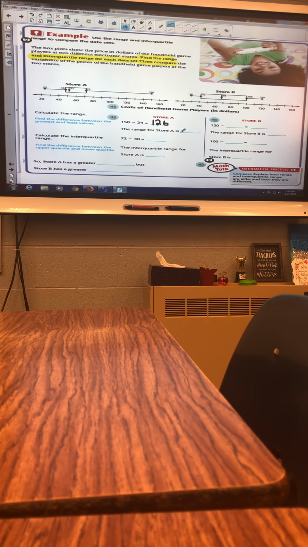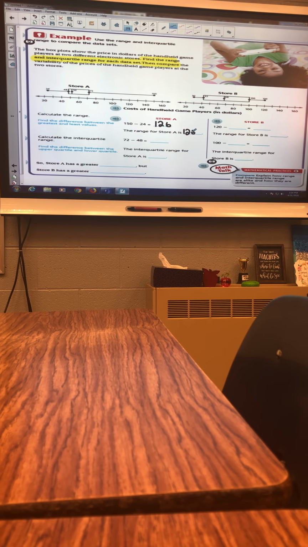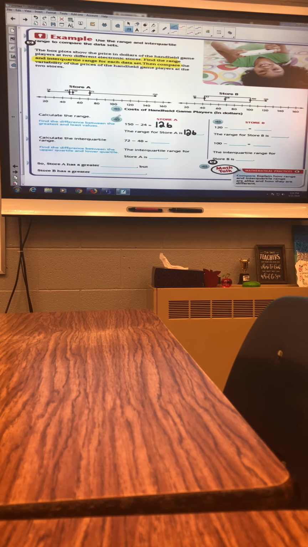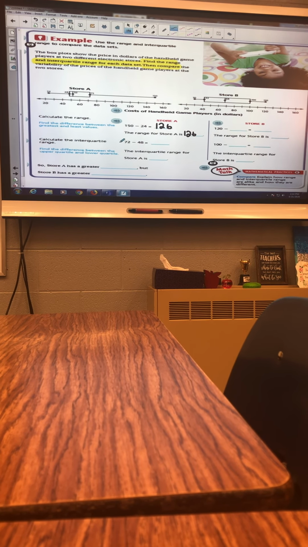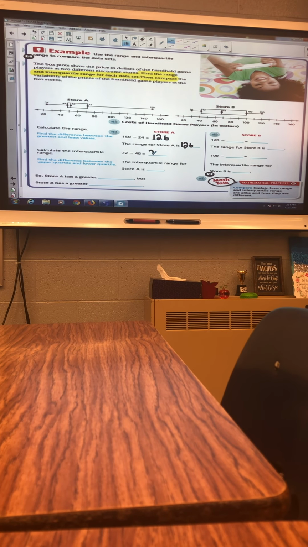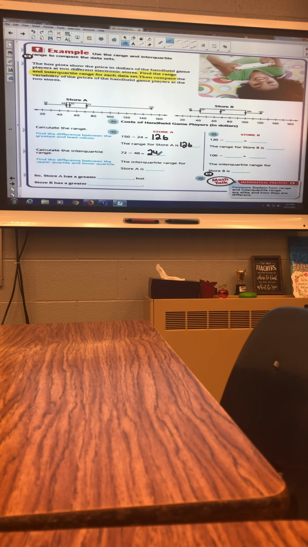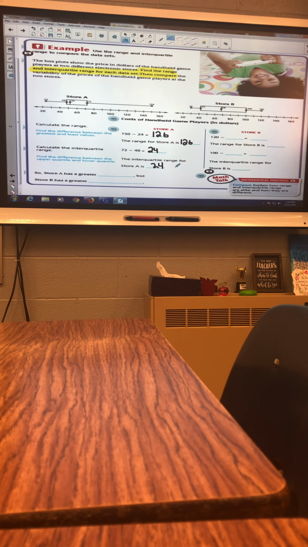So the range for store A is 126. Okay? Interquartile range, we take the upper quartile minus the lower quartile. So we have 72 minus 48, and that gives us 24. So the interquartile range for store A is 24.